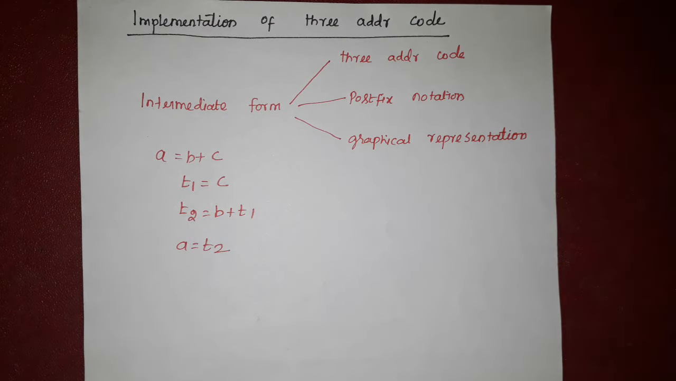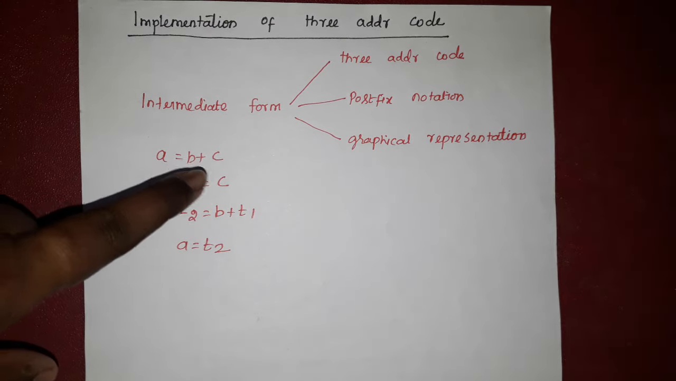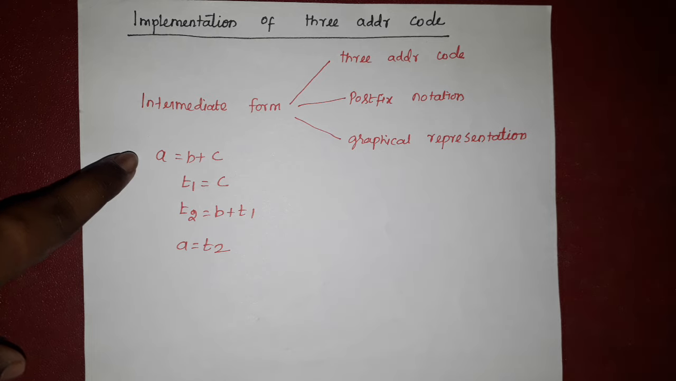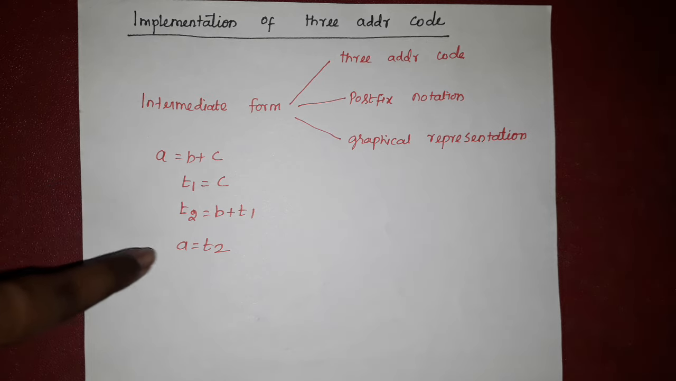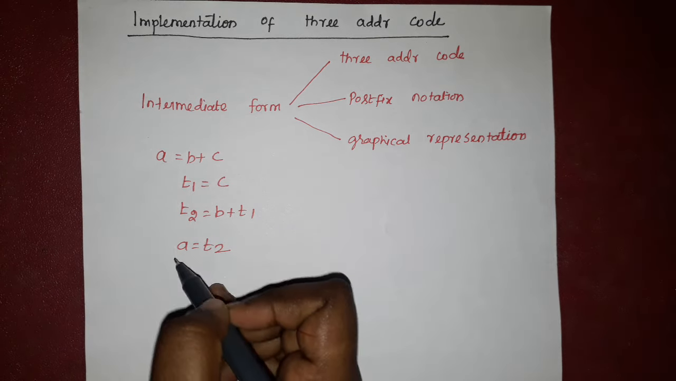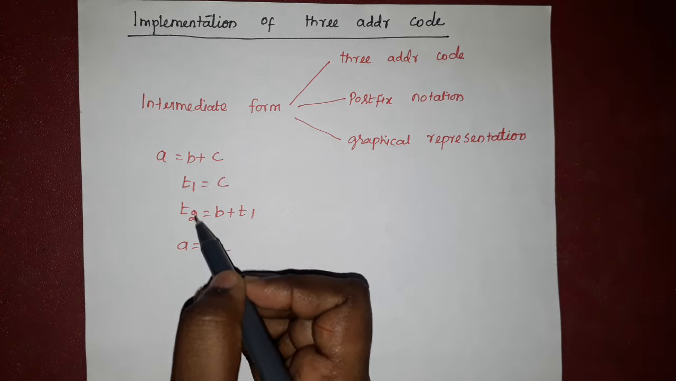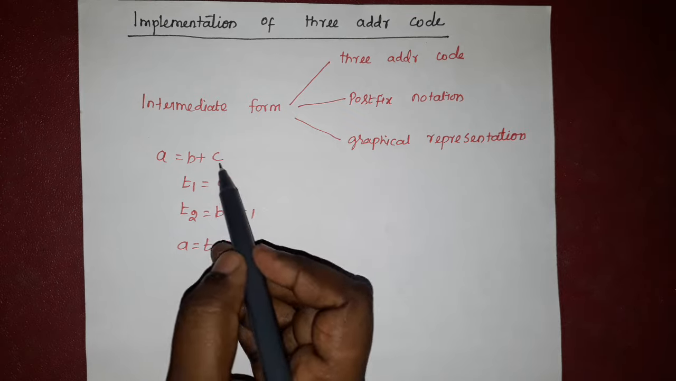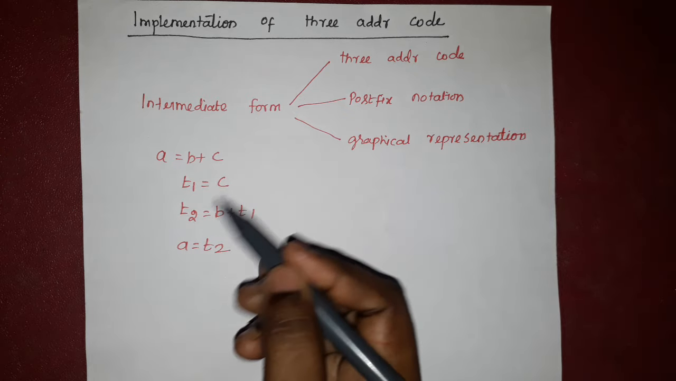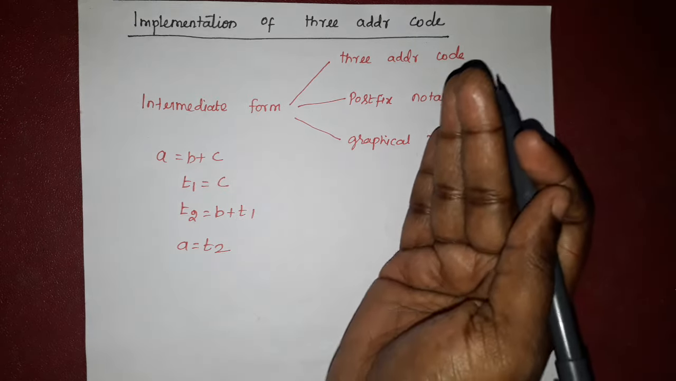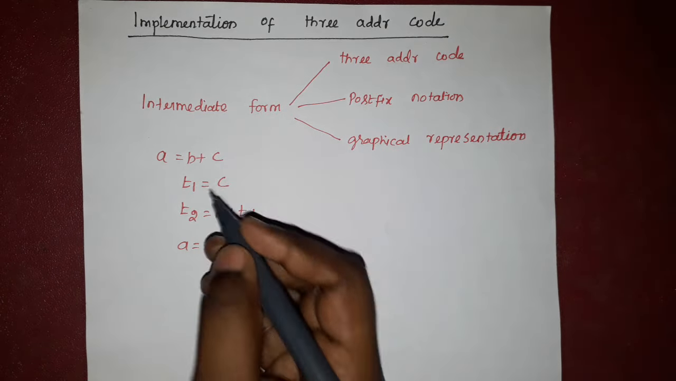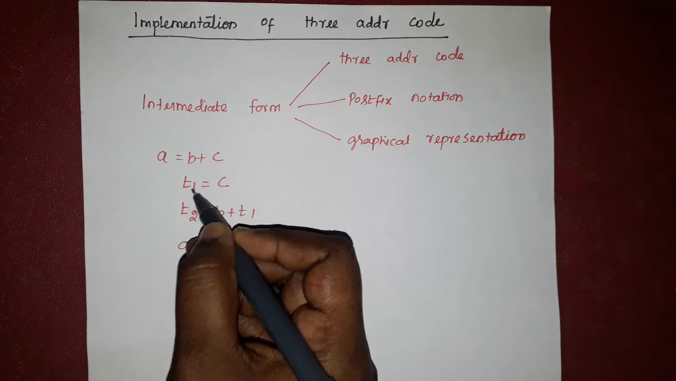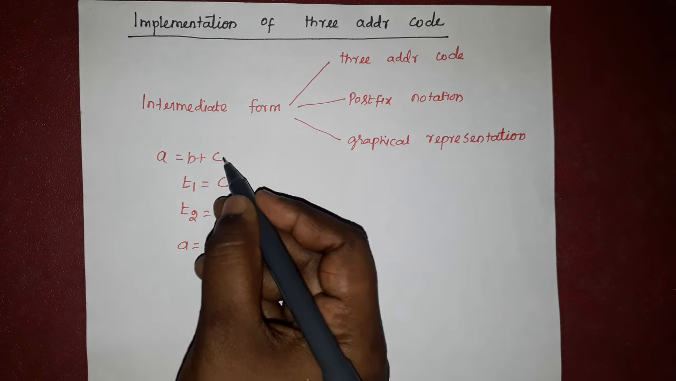Let us see one example. Here a is equal to b plus c. It is part of the source program or part of any expression. It can be written as three address code by using temporary variables. T1 and T2 are temporary variables, and we always write the temporary variables by evaluating from the right hand side of the production or right hand side of the expression. So I am going to write a temporary variable for the rightmost symbol c.